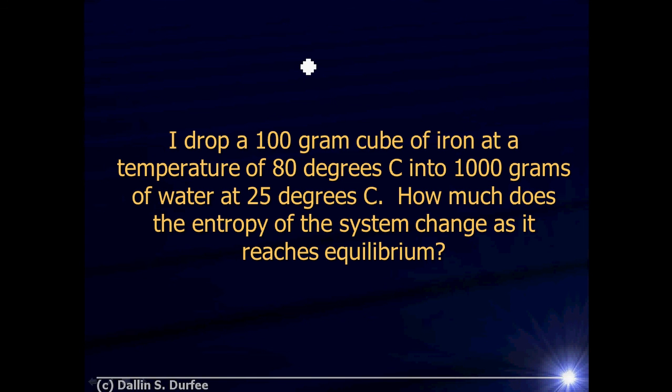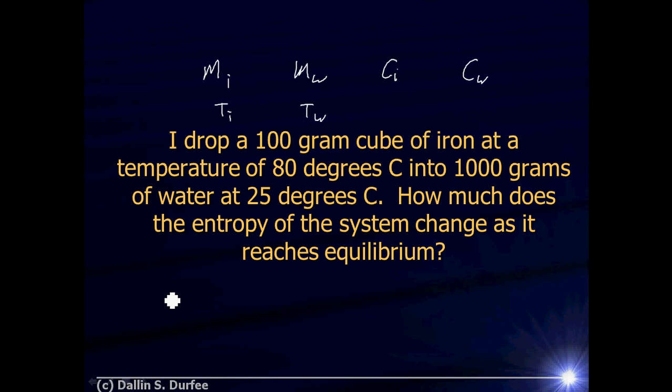Okay, here's another problem. I drop a 100-gram cube of iron at a temperature of 80 degrees C into 100 grams of water at 25 degrees C. How much does the entropy of the system change as it reaches equilibrium? I'm given the mass of the iron and the mass of the water. I can look up in my textbook the specific heat of iron and the specific heat of water. And I'm given the initial temperature of the iron and the initial temperature of the water.